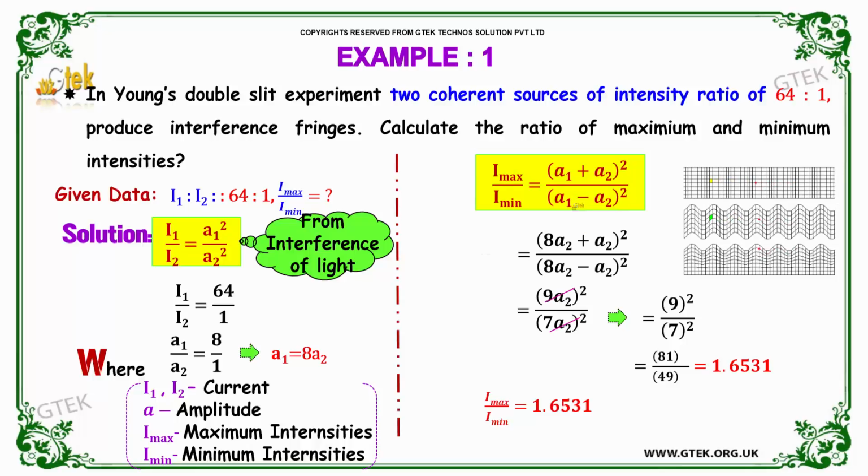Replacing A1 with 8A2, you get (8A2 plus A2) divided by (8A2 minus A2). You get 9A2 divided by 7A2 whole square. So cancelling A2 and A2, you get 9 square divided by 7 square. That's 81 divided by 49, which is equal to 1.6531. The ratio of maximum and minimum intensities is 1.6531.